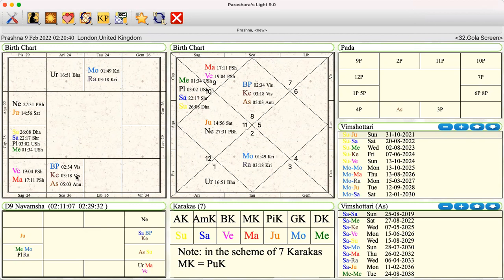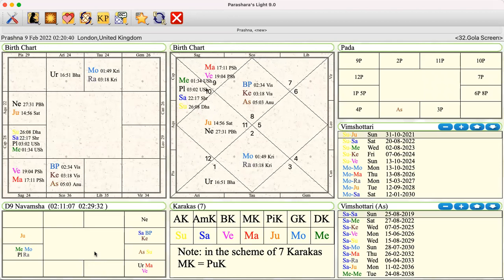The first nakshatra, the first 3 degrees 20 of it, is Vishaka, ruled by Jupiter. And then the next 13 degrees 20 will be Anuradha, ruled by Saturn. And the last 13 degrees 20, so from 16 degrees 40 to 30 degrees, is called Jyeshta and is ruled by Mercury.